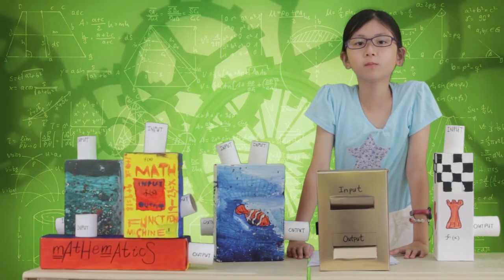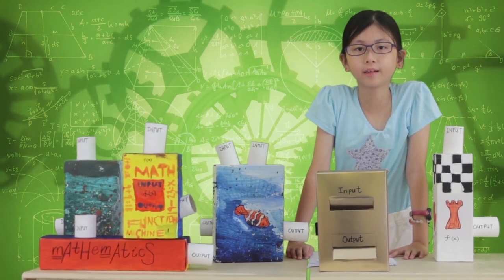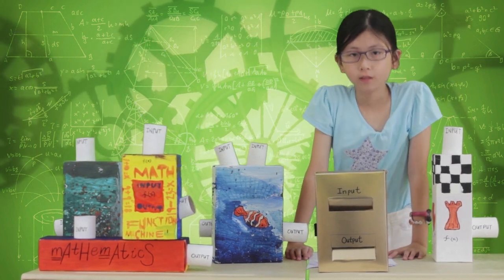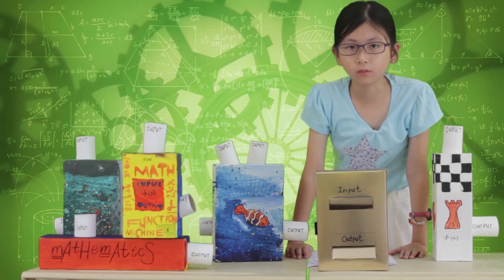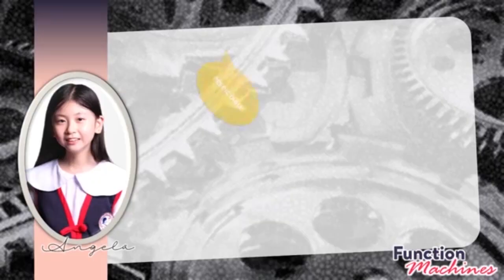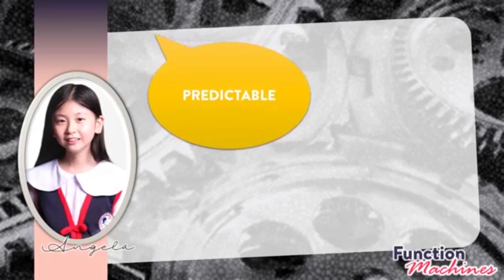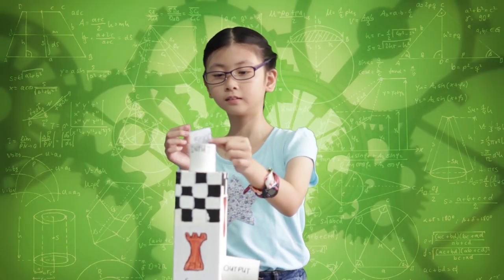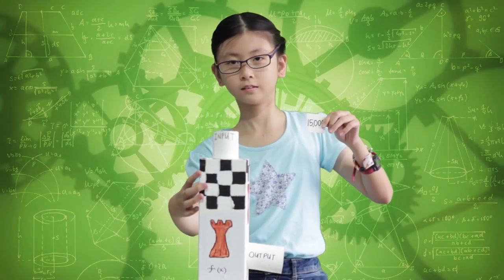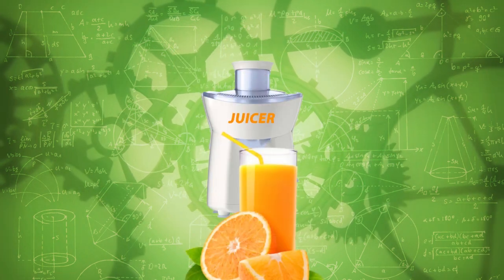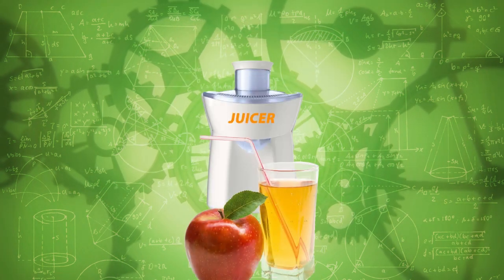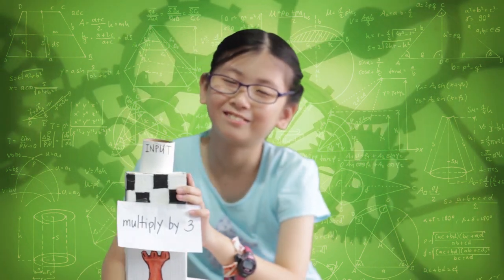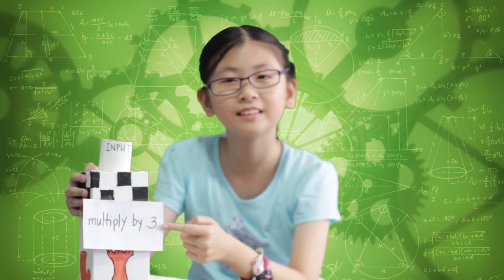Now you realize that our function machine just multiplies the input by 3 and gives us the output. So, if the input is the number 5,000, what would be our output? Since function machines are predictable and do the same thing over and over again, we know that whatever number we input, the function machine would just multiply that input by 3 and give us an output. So, 5,000 multiplied by 3 is 15,000. And just like our juicer, which can only give us the juice of whatever fruit we input, this function machine can only multiply any input by 3. It cannot do anything else.